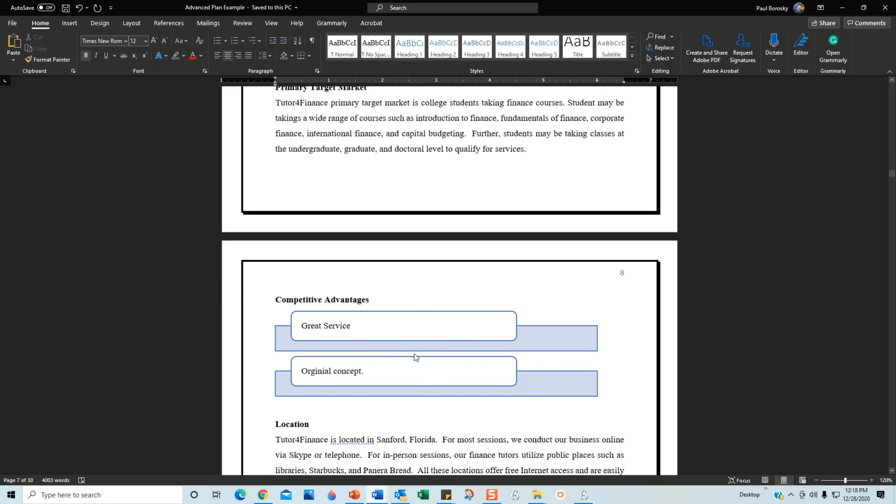Next is going to be the competitive advantage. This is going to be a visual representation, and it will be the identical visual representation that I put in the executive summary. It's going to be short and sweet, maybe one to two sentences for each of the components here.